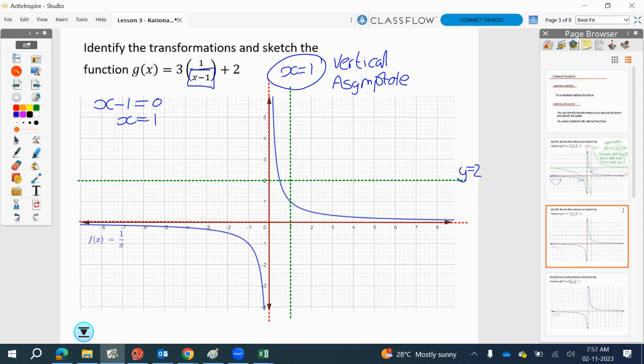The other one is this number at the end. The horizontal asymptote is this number here at the end. On polynomials, that number at the end is the y-intercept constant, but on a rational function, it's the horizontal asymptote. So this is the horizontal asymptote.